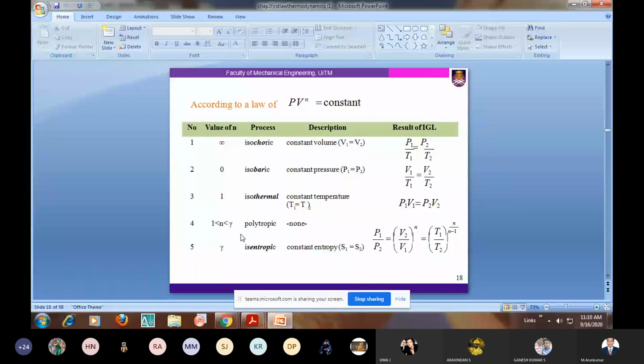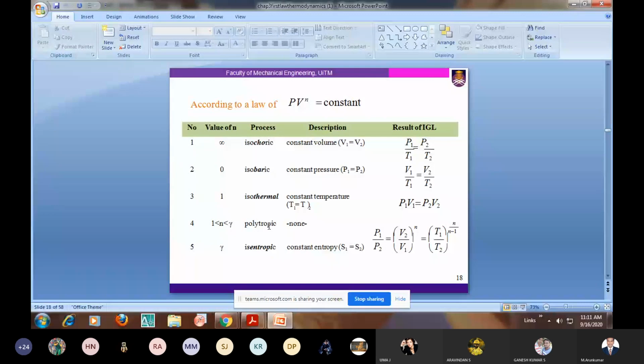So here we introduce the polytropic process. Polytropic in the sense PV power n. If you take the law of the ideal gas equation, PV is equal to mRT, but we can change the equation as PV power n equal to constant. So this law can be applied for all the processes. We can call this the equation for the polytropic process, right?